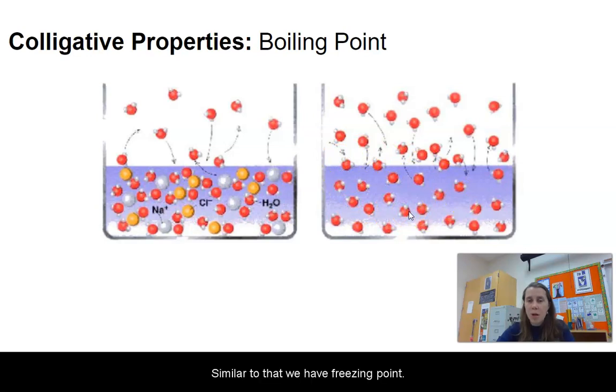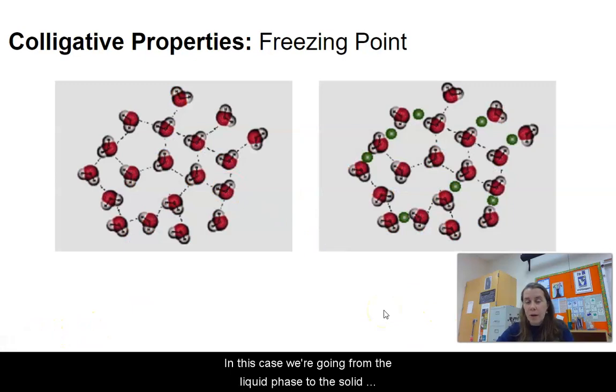All right, similar to that, we have freezing point. Okay, so in this case, we're going from the liquid phase to the solid phase. All right, so in order to form a solid, if we just have our normal sample of water, we need to maximize the interaction of those hydrogen bonds. Okay, so when we're in the liquid phase, some of those hydrogen bonds form, but we haven't reached the maximal number of them, and so the water molecules are still able to move around a little bit.